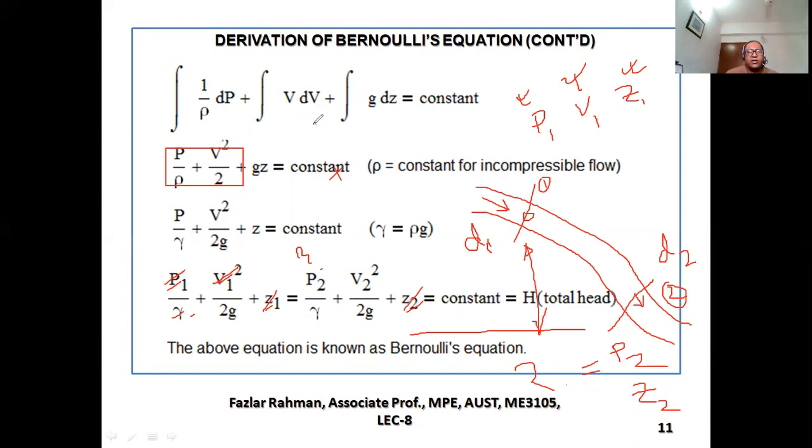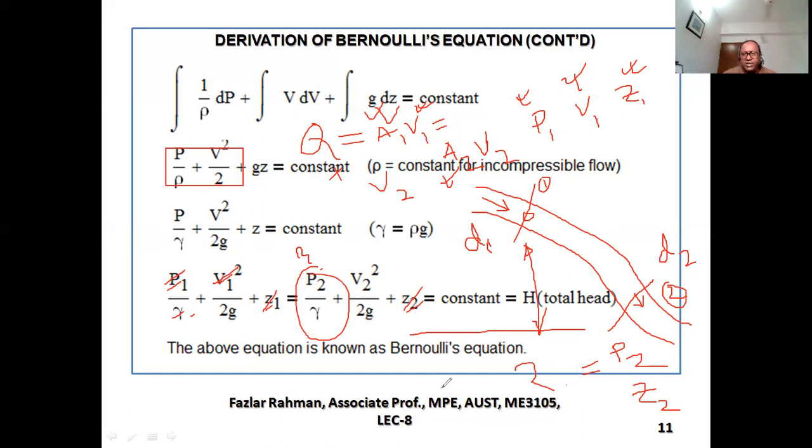We know our continuity equation that Q equals A1 into V1 equals A2 into V2. So A1, V1 you know, A2 you know from the diameter: pi by 4 d2 square, for point 1 pi by 4 d1 square. So you get V2 from here. Then easily you can figure out the value of P2. That is the beauty of Bernoulli's equation.